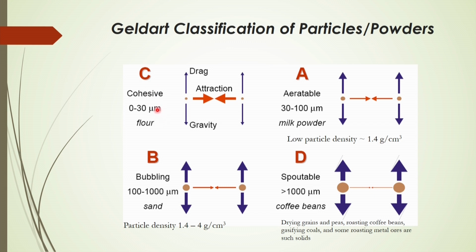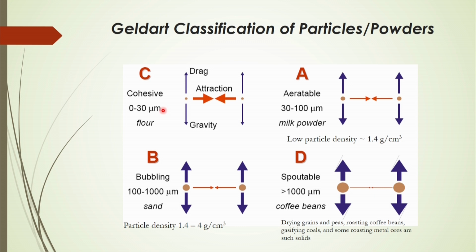That means here the solid particle size will range between 0 to 30 micrometer. Up to 30 micrometer you can define these as cohesive particles. These are very fine particles, and because of them the van der Waals force, this attractive force, will be higher, and because of which you will see cohesiveness exist in this group. So, that is why this is categorized as C group.